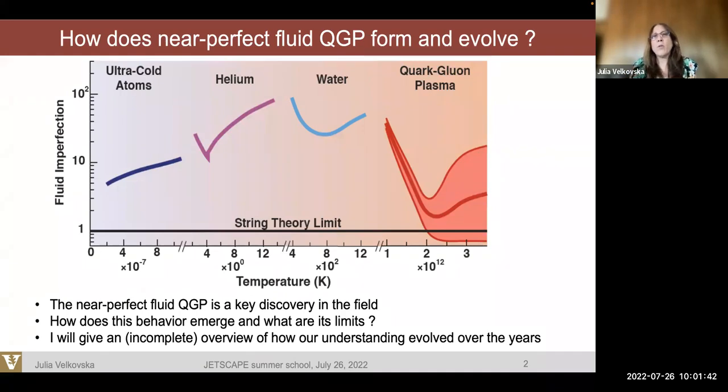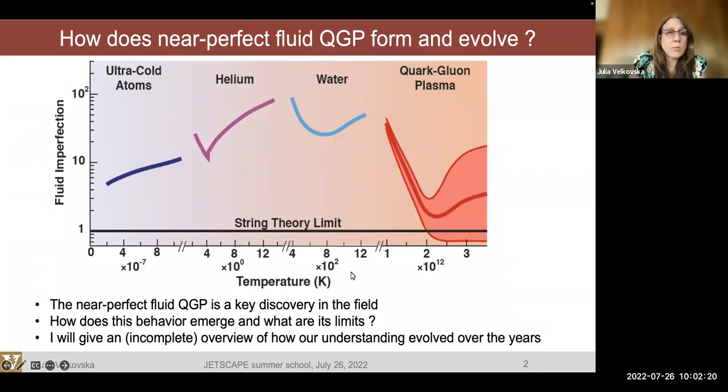And it's truly amazing because if you look at many different nearly perfect liquids at many different temperature scales, you find that when you measure the fluid imperfection, or shear viscosity over entropy density, the quark gluon plasma is a true winner, both in being the hottest, but also the most perfect fluid. So the question is, how does this behavior emerge and what are its limits?